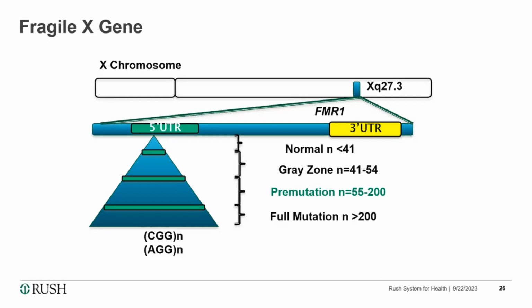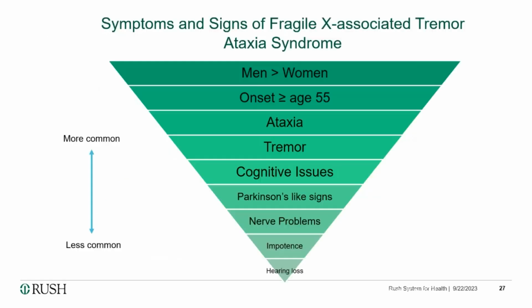As a reminder, the Fragile X gene sits on the X chromosome, and usually we have 29 or 30 repeats in this gene. Because it's on the X chromosome, men have one X and one Y, women have two X's, so they'll have two Fragile X genes. This disorder is when the CGG repeat at the end of the Fragile X gene expands into the 55 to 200 range, you will develop this disorder.